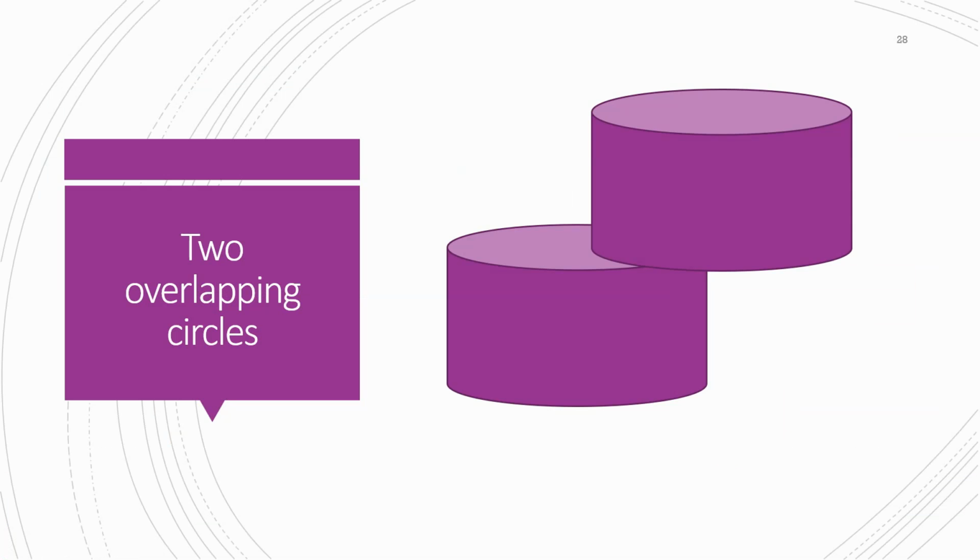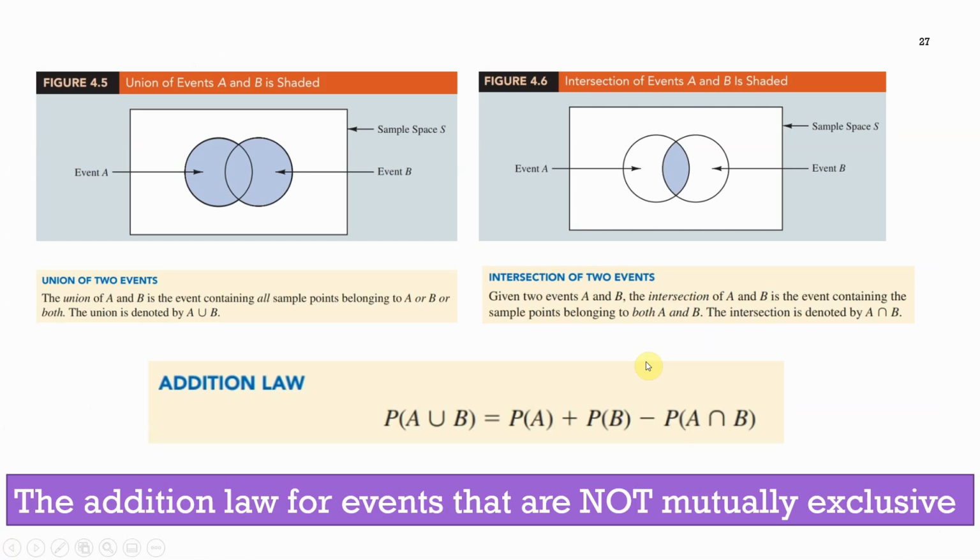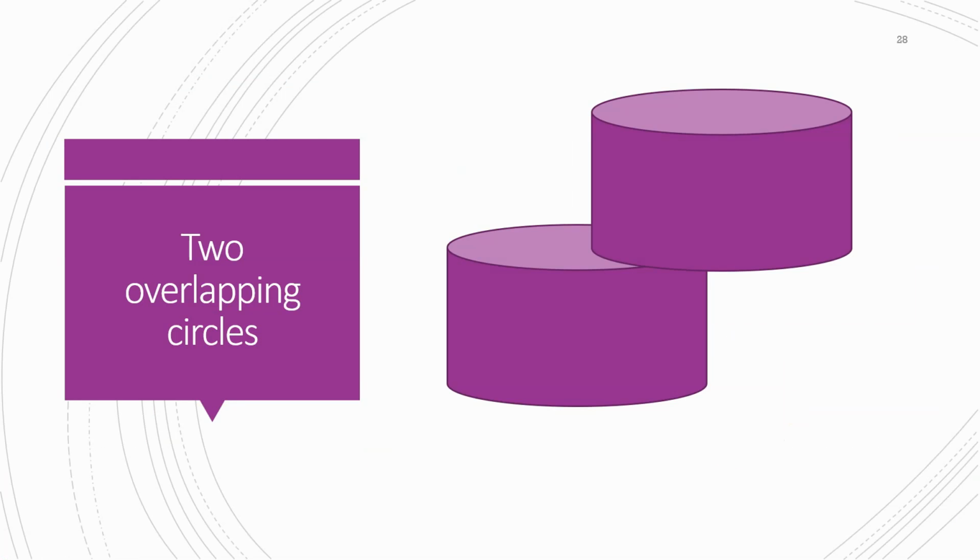So that's why we're subtracting some of that area, because we are counting it twice, as you can see. We're not subtracting all of it. We're just subtracting basically what we're double counting. So that's why this is the equation for the addition law for events that are not mutually exclusive.